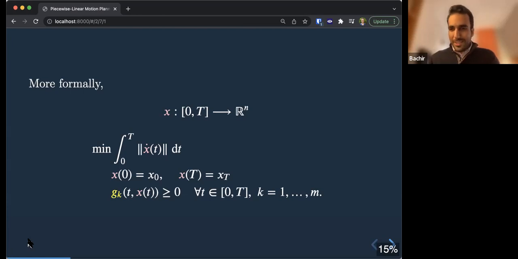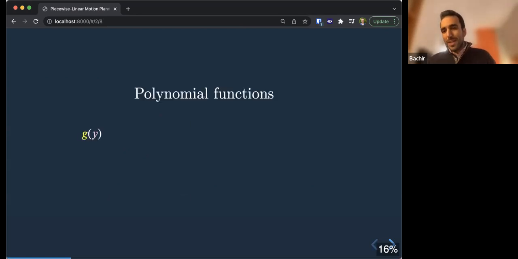So back to this. This is the problem that we're going to be looking at today. Before we move any further, I mentioned briefly that this function g that represents the obstacles is a polynomial function. What do I mean by a polynomial? A multivariate polynomial is a polynomial function that depends on a vector of variables y1 to yn.